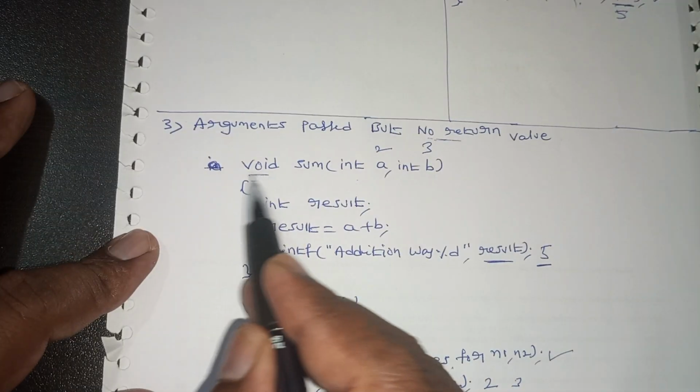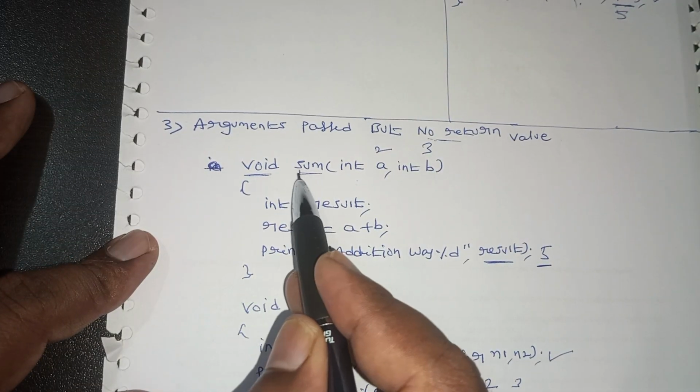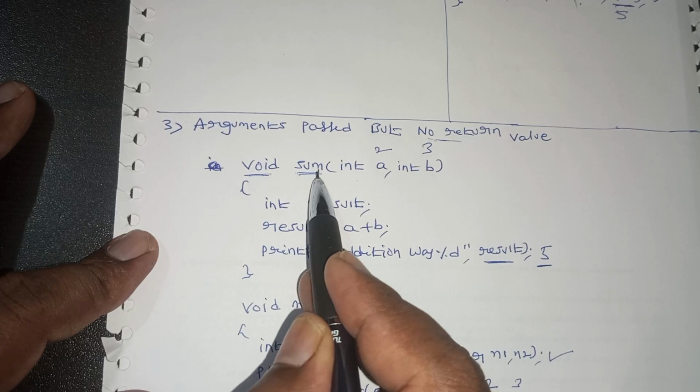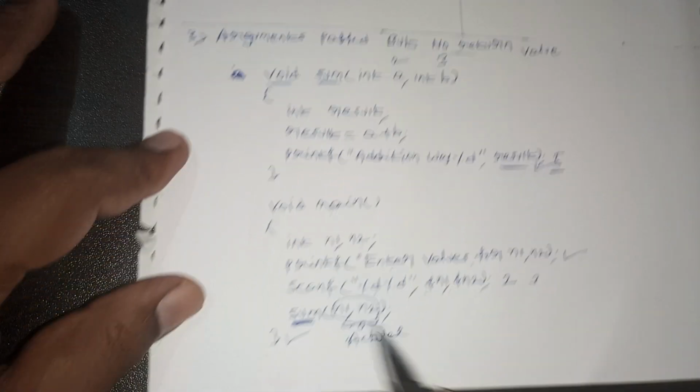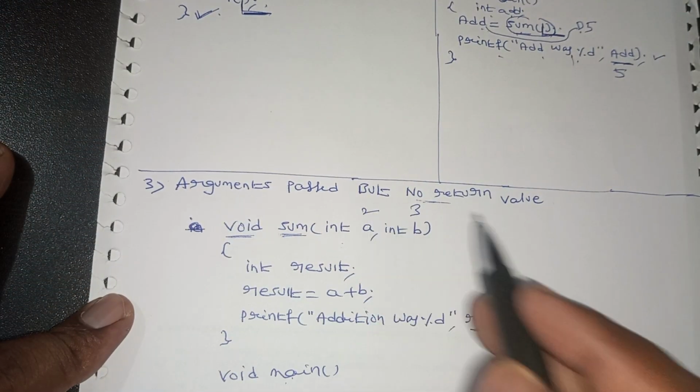That is void sum. What is the meaning of void sum? The user defined function doesn't return any value back; it simply prints here only and comes back to this location. That is called arguments passed but no return value.